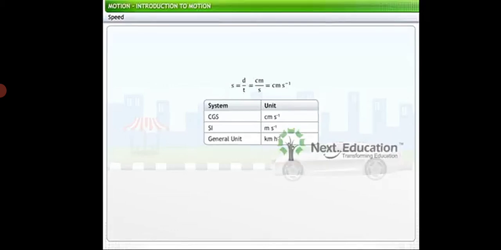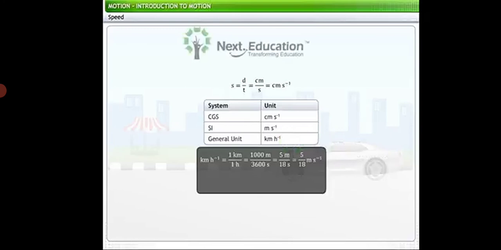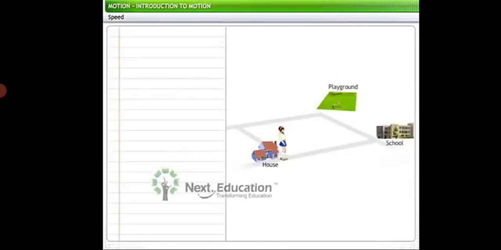You can also measure speed in kilometers per hour. 1 kilometer per hour equals 5 divided by 18 meters per second, or 1 meter per second equals 3.6 kilometers per hour. Let's try applying this formula to one of the situations we reviewed earlier in our previous example.